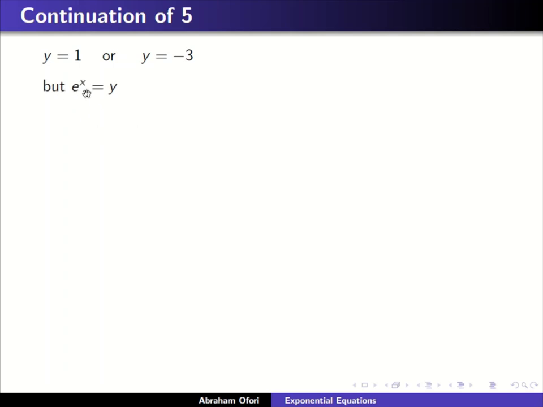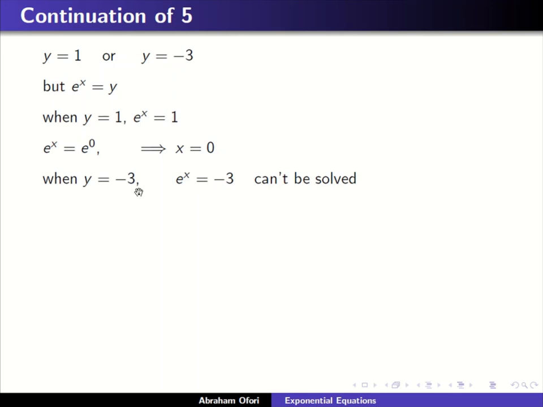So y is 1 or y is negative 3. We are saying that e to the power x is y. So when y equals 1, e to the power x is 1. But we know that any number to the power 0 is 1. So this is the same as e to the power 0. And so from exponential equations, since the base here is e and the base here is e, I can equate the powers and say that x is equal to 0. So from the first scenario, when y equals 1, x is equal to 0.